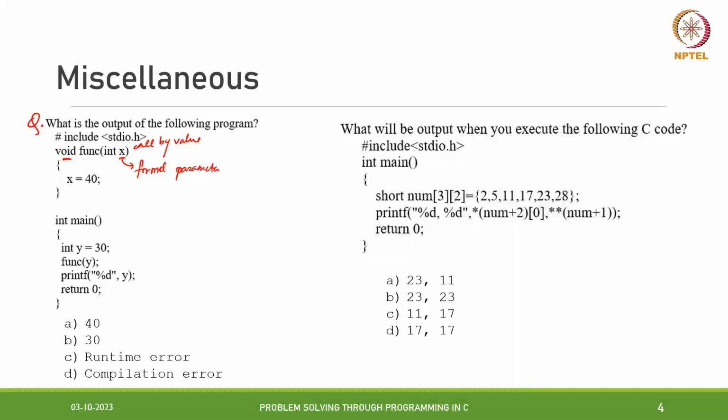So basically this particular function does not really do anything. The y value will still be set to 30. So here the answer is option B, which is 30. Right? Is it clear?